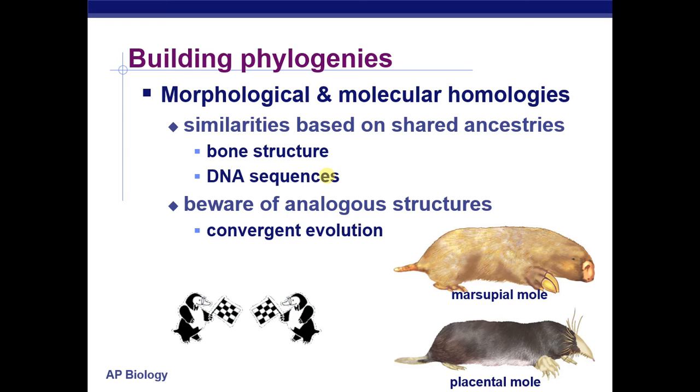So, we can build phylogenies based on morphological, so body structures and shapes, and molecular, like DNA, homologies or similarities. So, really, the two ways we do this is group organisms based on their similarities in DNA sequence and their bone structures. However, bone structures isn't really necessarily the most accurate if we're looking at evolutionary relationships. Because, for example, this picture right here with the moles, two organisms that have a similar morphology may not be closely related in terms of evolution.